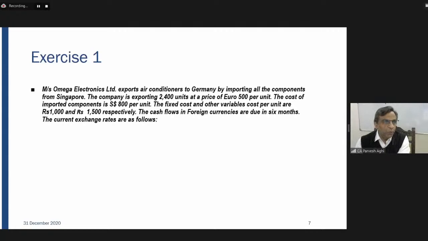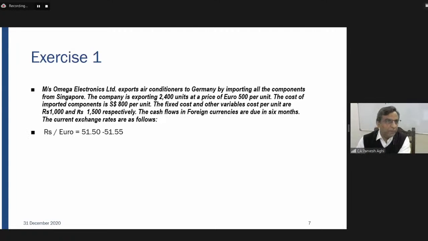The cost of imported components is 800 Singapore dollars per unit. Now, the fixed cost and other variable costs per unit are rupees 1,000 and rupees 1,500 respectively. The cash flow in foreign currencies are due in 6 months. That means when you export or import, I mean, you will receive your money after 6 months, and again, you have to pay your money also for your inputs after 6 months.